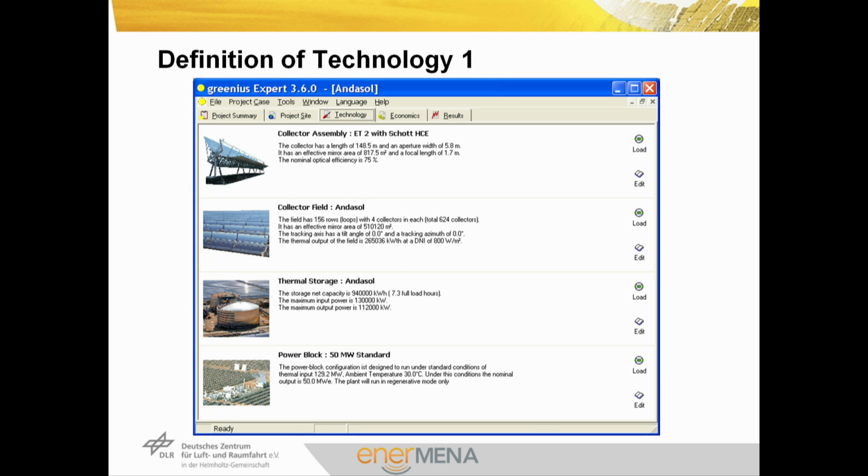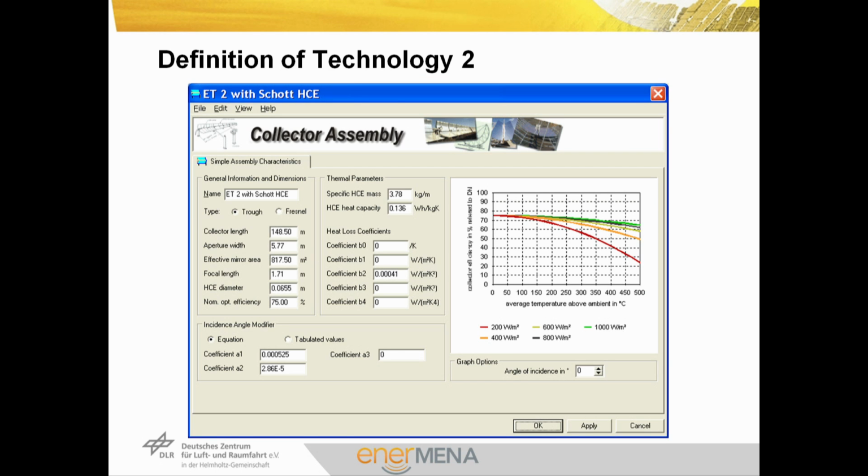The first input window here is the collector assembly window, where the technical parameters of your collector, that means the single unit with one drive, typically about 100 or 150 meters in length, looks like. Also given here, beside the dimensions of the collector, is the nominal optical efficiency, as well as heat loss coefficients and incident angle modifier equation coefficients.